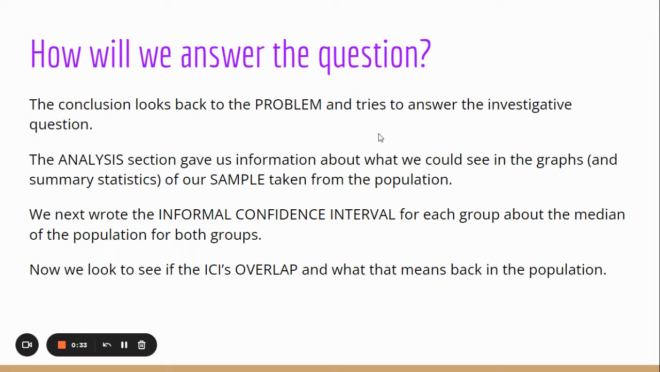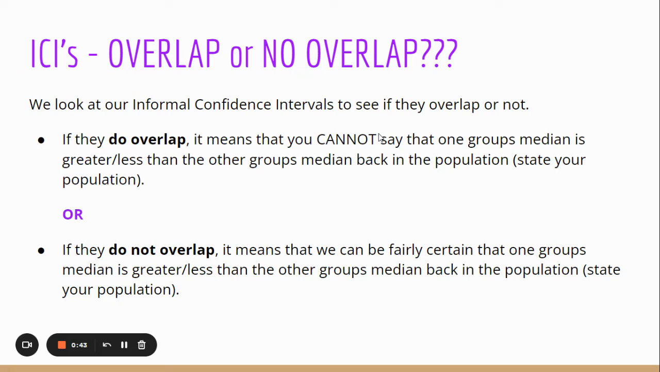All right. Now we are looking to see whether those informal confidence intervals, the ICIs, overlap and what that means about our population. So the two situations are that they either overlap or they don't. There's no half pie, there's no close to. It's yes they do or no they don't. And it's really important that you double check that you say this part right, because this can actually ruin your whole investigation. So if they do overlap, it means that you cannot say that one group's median is greater or less than the other group back in the population.